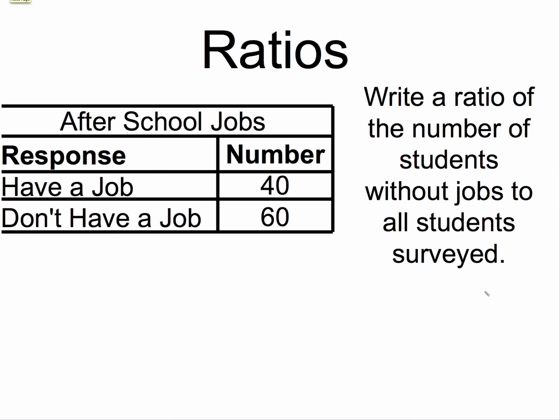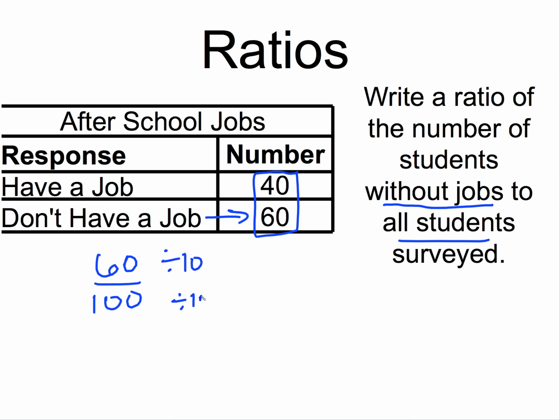Next problem. It says write a ratio of the number of students without jobs to all students surveyed. So number of students without jobs would be 60. To all students surveyed, well, I need to take the number that have a job and the number that don't have a job and combine them. So 40 plus 60 is 100. And then again, I need to simplify. Divisible by 10 because they both end in 0. So 60 divided by 10 is 6. 100 divided by 10 is 10. Both of these are divisible by 2. 6 divided by 2 is 3, and 10 divided by 2 is 5. So that would be 3 to 5.